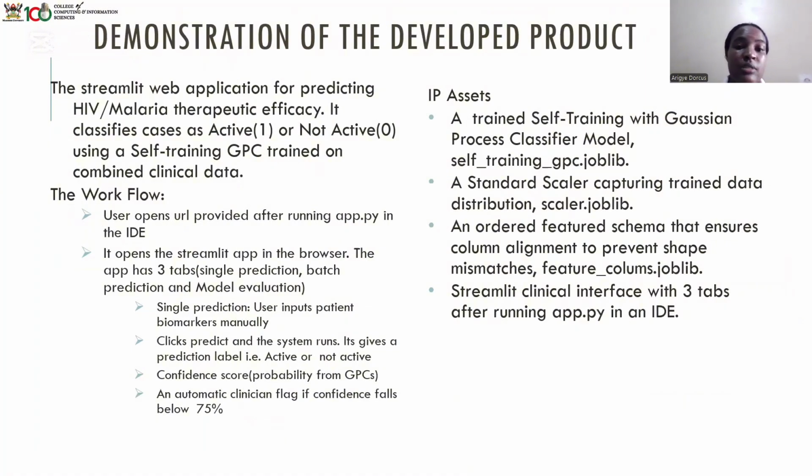We developed a Streamlit-based web application containing 3 main sections: single prediction, batch prediction, and model evaluation. A clinician enters patient biomarker values into the system and receives a prediction indicating whether the case is classified as active or not active, together with a confidence score. If the prediction confidence falls below 75%, the system automatically flags the case for additional clinician review. The deployment package contains 3 primary assets: the self-training Gaussian process classifier model, the standard scaler, and the feature schema used for preprocessing consistency.